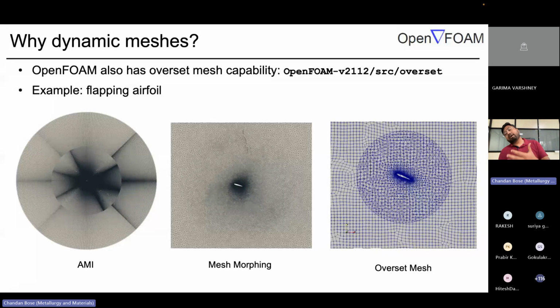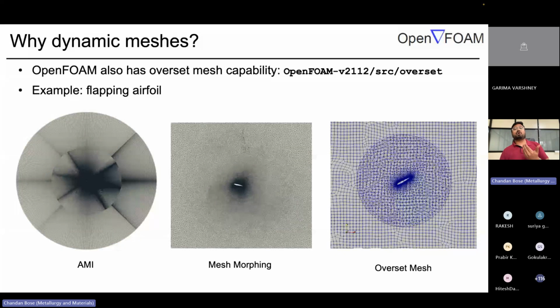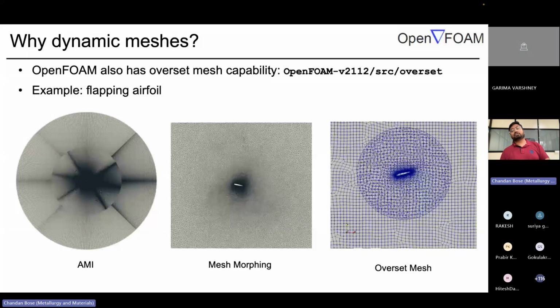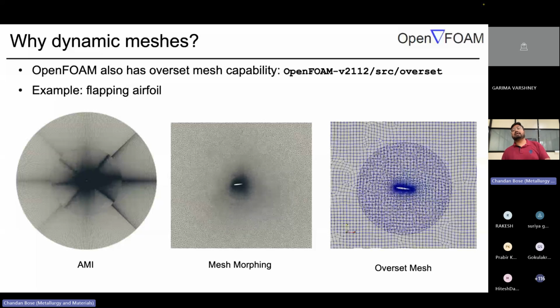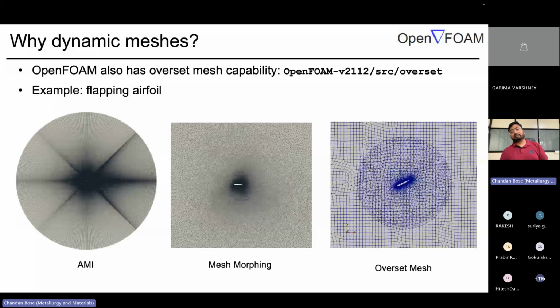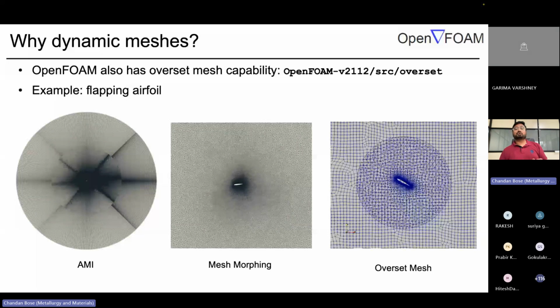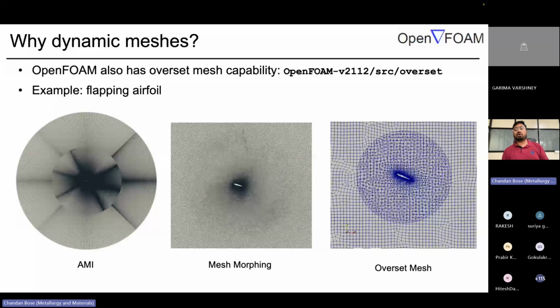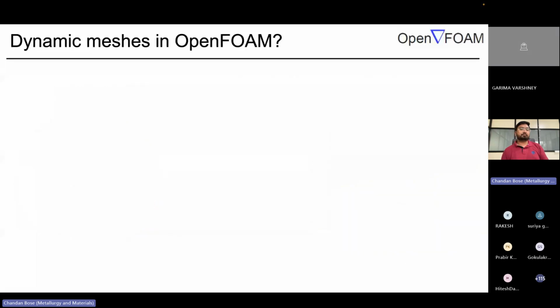that we have multiple disconnected mesh components, and one mesh component actually moves over the other mesh components in a disconnected manner. That means these different mesh components do not have any connectivity like the other different dynamic mesh strategies. All right, so this is called the overset meshing strategy.